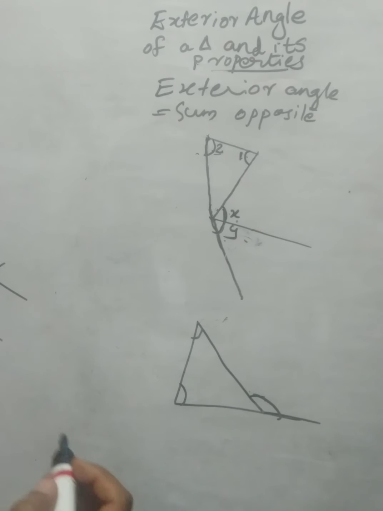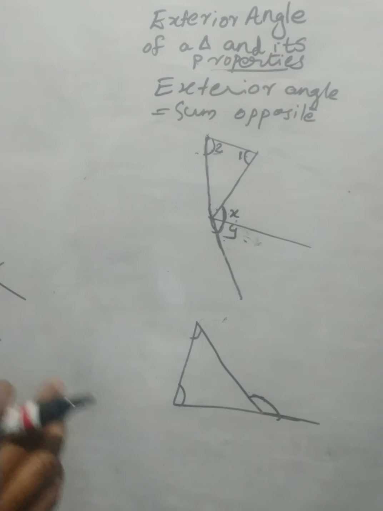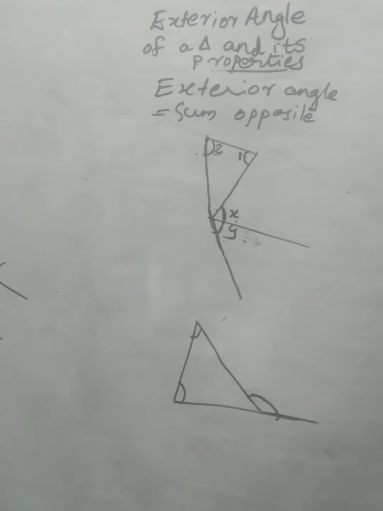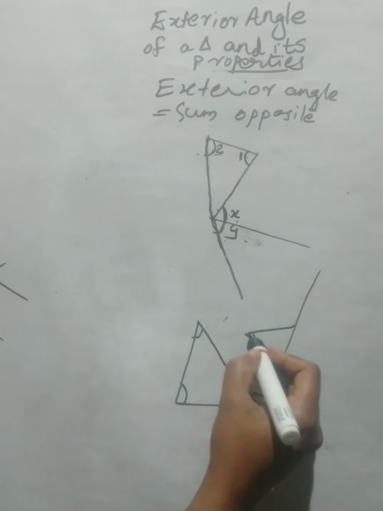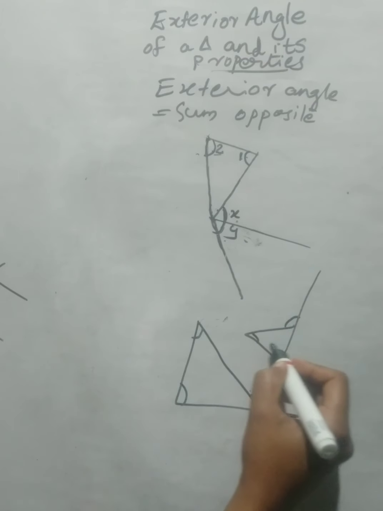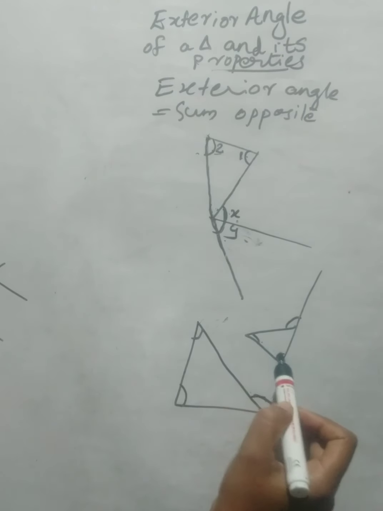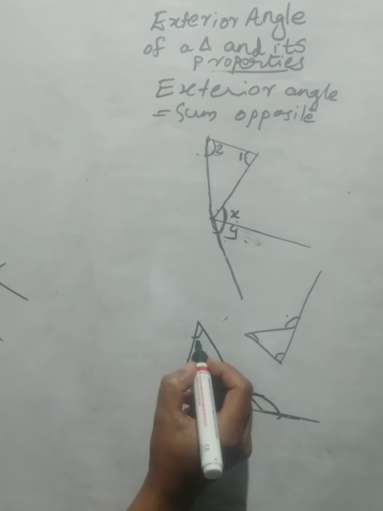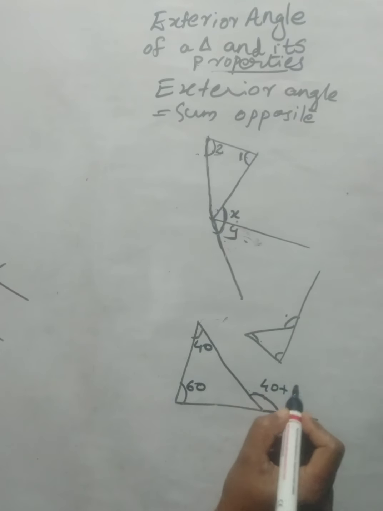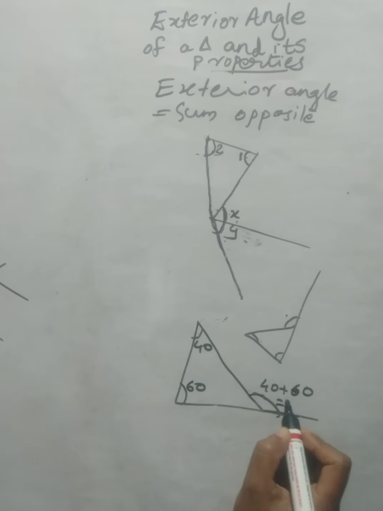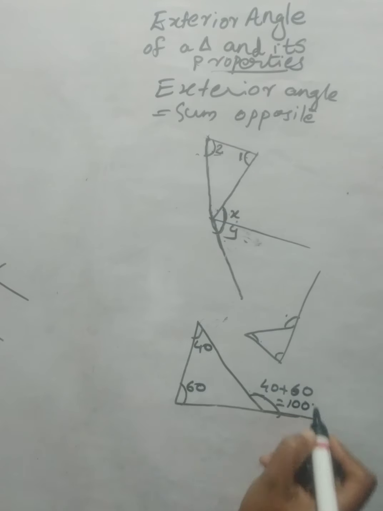So what can we say? We can say that the sum of the interior opposite angles will be equal to its exterior angle. Okay children, now if these two are given, the sum will be equal to this exterior angle. If this is 40 degrees and this one is 60 degrees, we can say this angle will be 40 degrees plus 60 degrees, that is equal to 100 degrees.